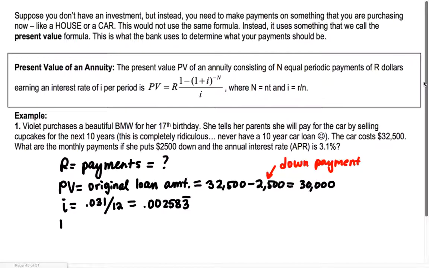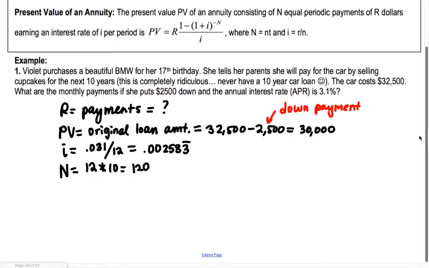Okay. And then our capital N is going to be the number of times per year, so 12 times the number of years. So how long is this loan going to be? 10 years, which I said don't ever do, right? All right, so we start solving this out. So we know our present value is $30,000. That's the present amount that she's taking out in a loan. R is what we're trying to solve for.